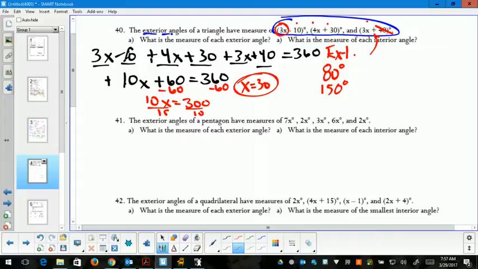3 times 30 is 90. Plus 40 is 130. Is that just from plugging in? I'm sorry? Is that just from plugging in? That's just from plugging x into these expressions. It gave me the exterior angles because it said these are the exterior angles on a triangle.